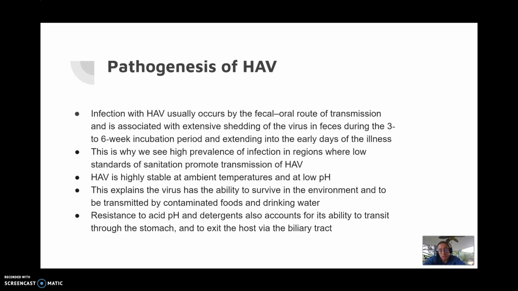HAV is highly stable at ambient temperatures and at low pH levels. This explains why the virus has the ability to survive in the environment and to be transmitted by contaminated foods and drinking water. Resistance to acid pH and detergents also account for its ability to transit through the stomach and exit the host via the biliary tract, which refers to the liver.